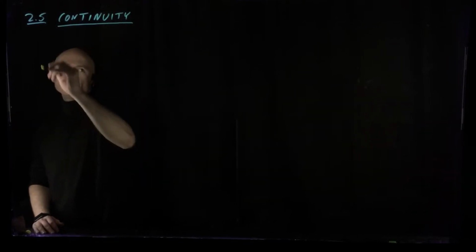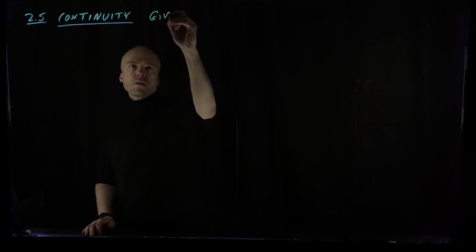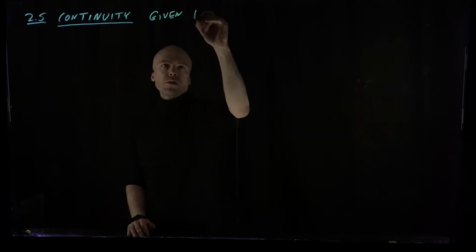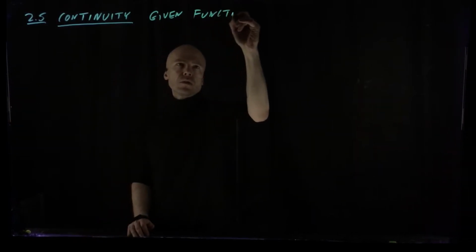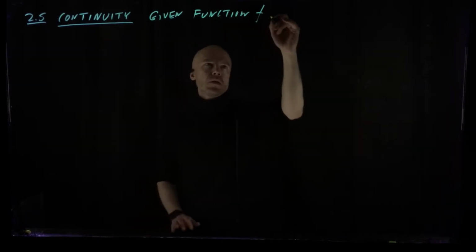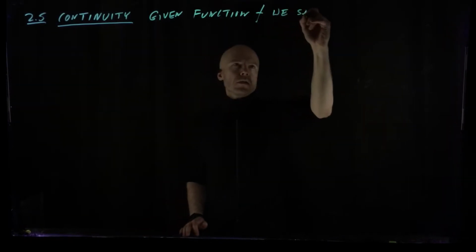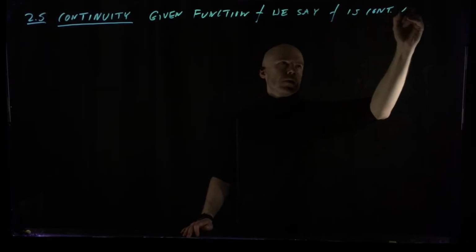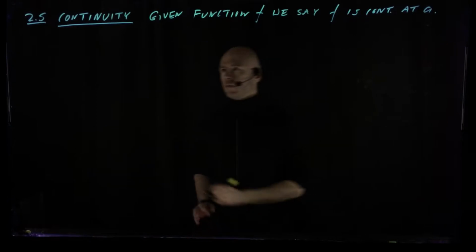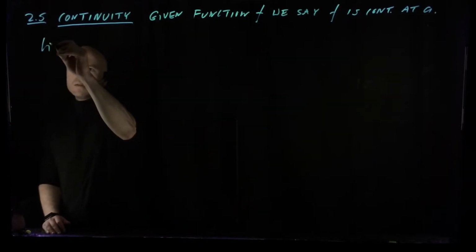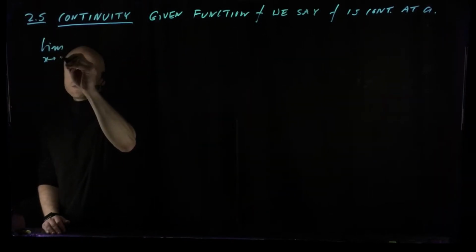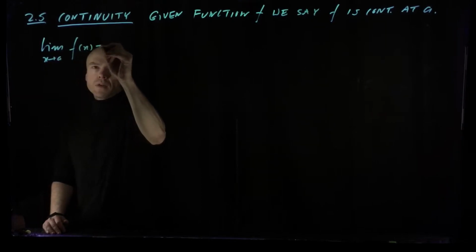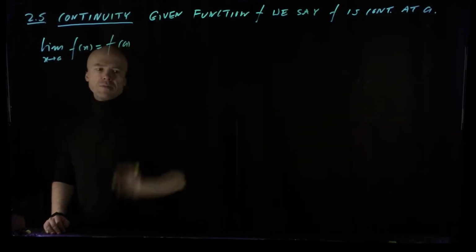Okay, so given a function f, we say f is continuous at a if the following is true. The limit as x goes to a of f of x equals f of a.